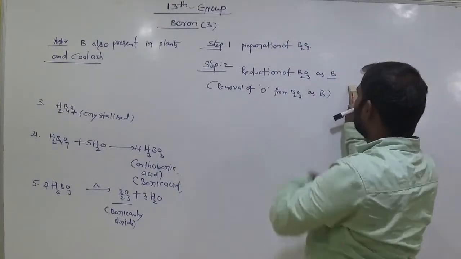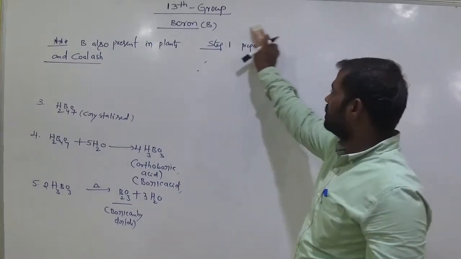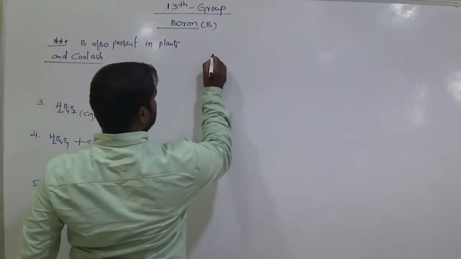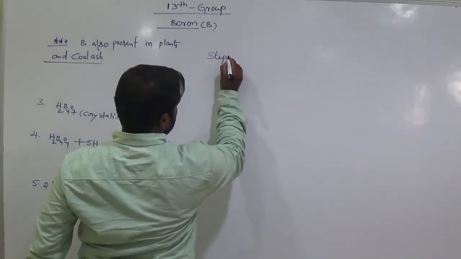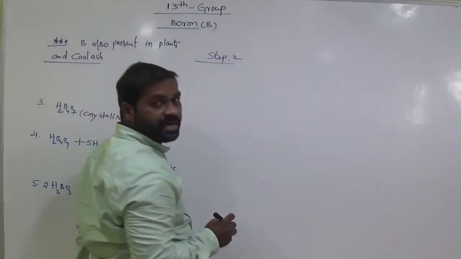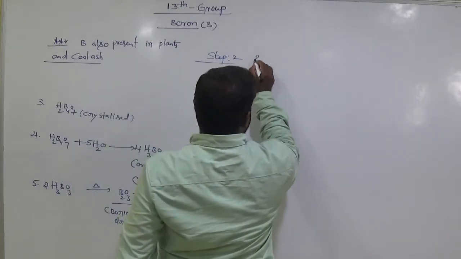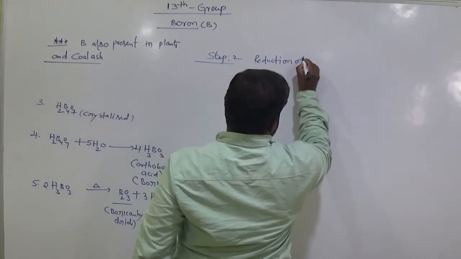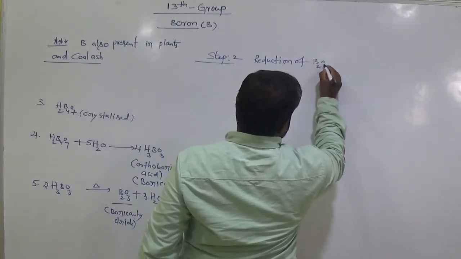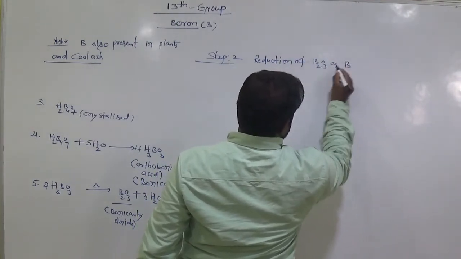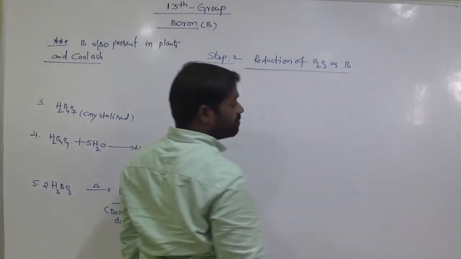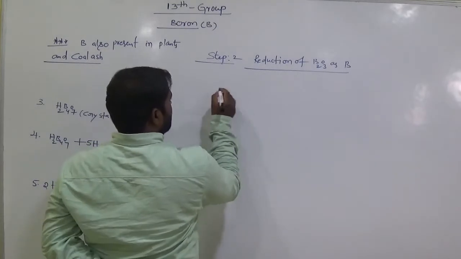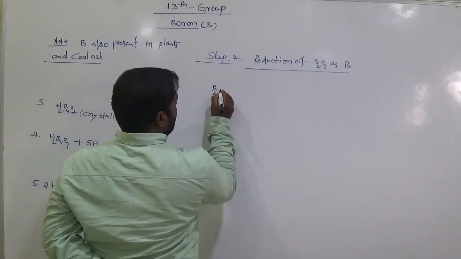What is that? Reduction of B2O3 as boron, am I right? That is step 2. Already we prepared this. Now step 2. Okay, clear? Reduction of B2O3 as boron. Okay, let's see.